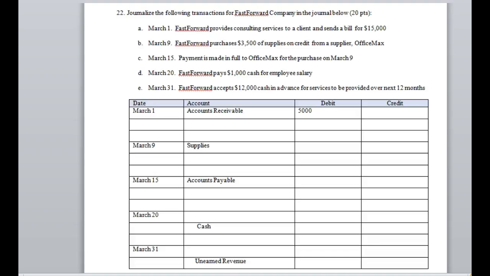One thing I noticed with the 22 is entries have to be balanced. So if I have 5,000 in a debit, I've got to have 5,000 in a credit. So this one, the very first one, you've got consulting fees and they sent a bill. So this would be consulting fees. They sent a bill for 5,000, accounts receivable, and then this would have to be 5,000. So everything has to match. When you get all done with this, debits have to equal credits.